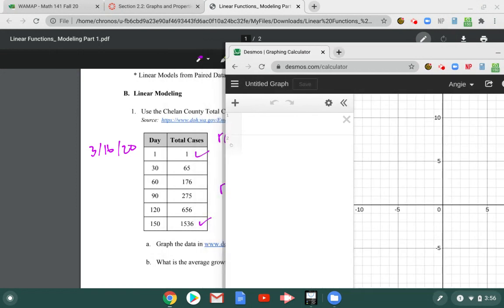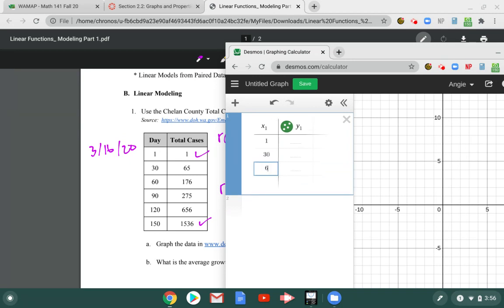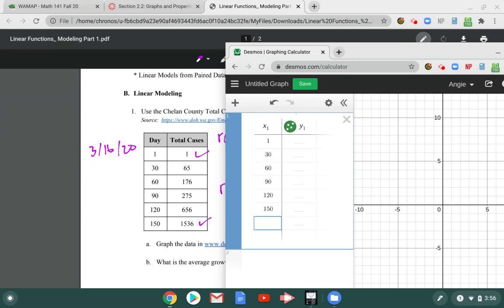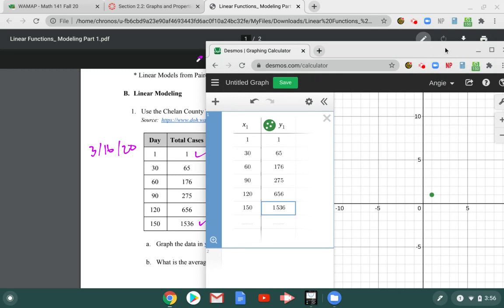The first thing I want to do is put this data into Desmos. I click the plus sign and add a table, so I've got my X and Y values. I'll enter 1, 30, 60, 90, 120, and 150. Let's do the same thing with our Y values, the total cases: 165, 176, 275, 656, and 1536.